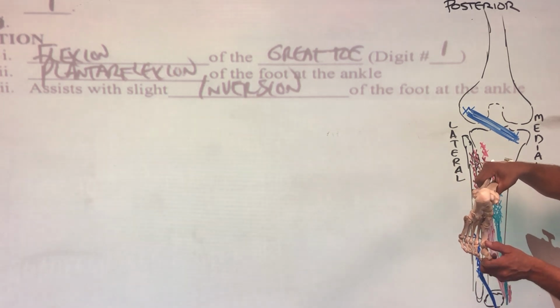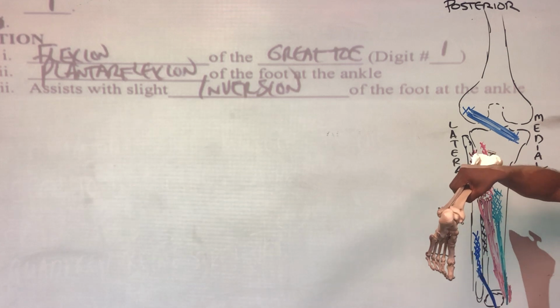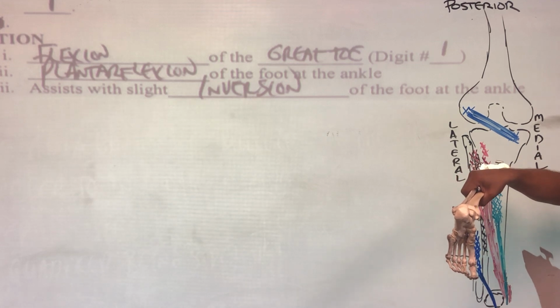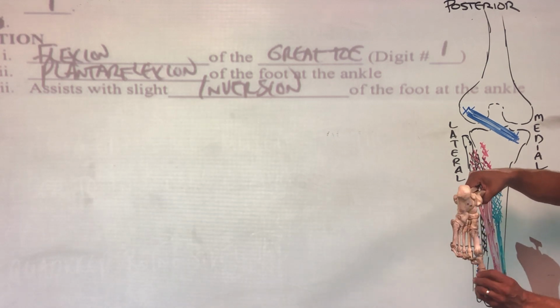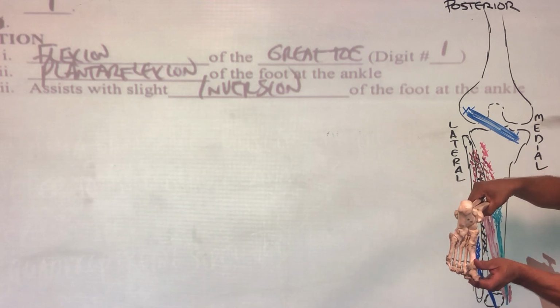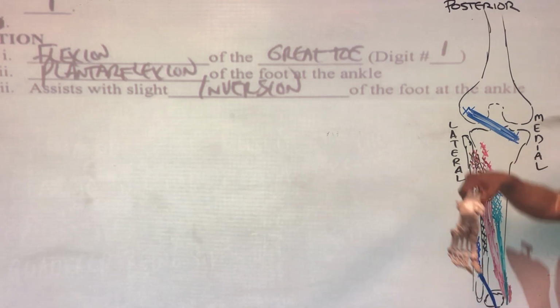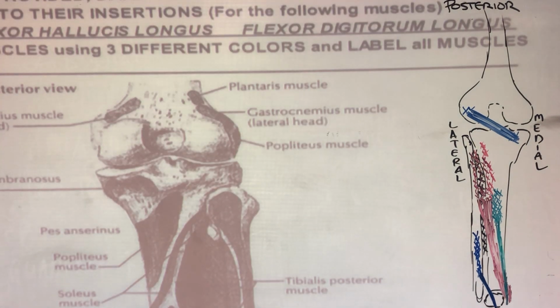So flexor hallucis longus flexes the big toe. The big toe has got two phalanges here, so it will flex the big toe. Attached to the distal phalanx, so it will flex it and bend it. So that concludes the posterior deep compartment of the lower leg.